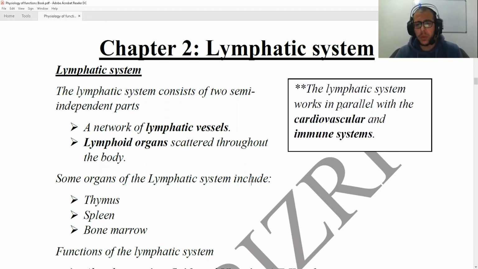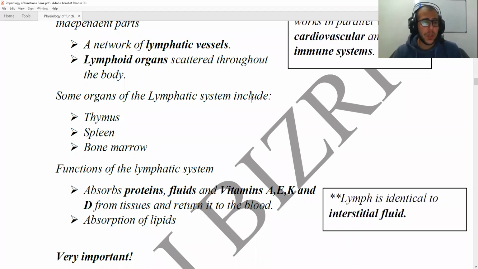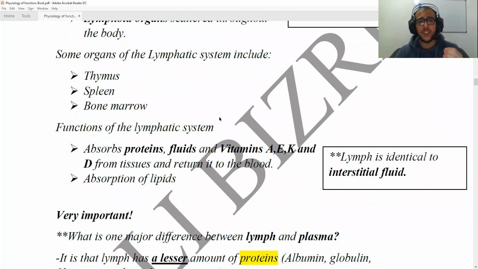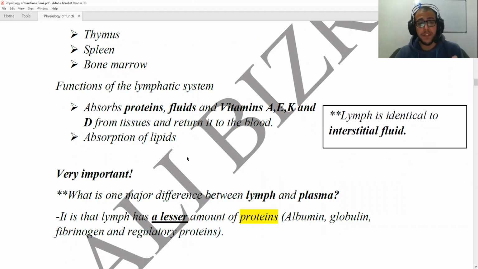Now, also, it is worth noting that they work in parallel with the cardiovascular and the immune systems, and these are going to be mentioned and detailed in future videos. So some organs of the lymphatic system include the thymus, the spleen, and the bone marrow. The general functions of the lymphatic system are to absorb proteins, fluids, vitamins A, E, K, and D from the tissues and return it to the blood, and the absorption of lipids.